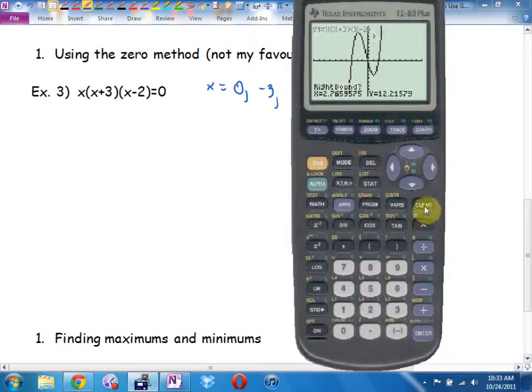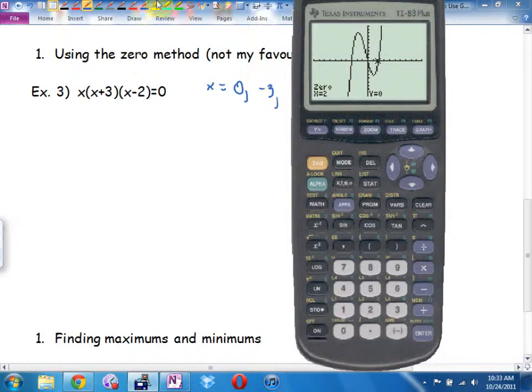There's my two. I'm not a fan of this. You know why? That's a lot of pecking away on the keyboard. I'll be honest. First of all, if they gave me this, I wouldn't need to use my graphing calculator because it's factored. If they gave it to me in unfactored form, I would use the intersection method.